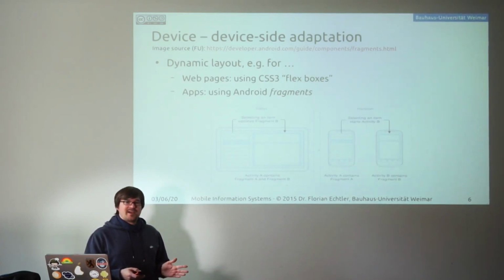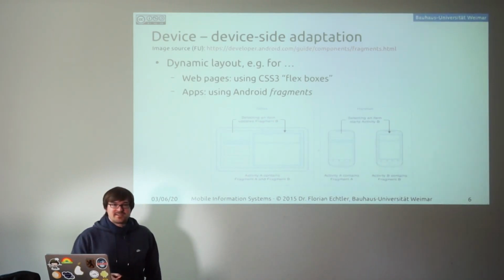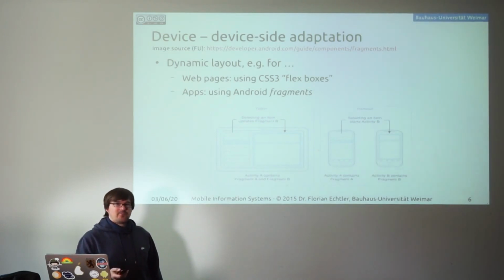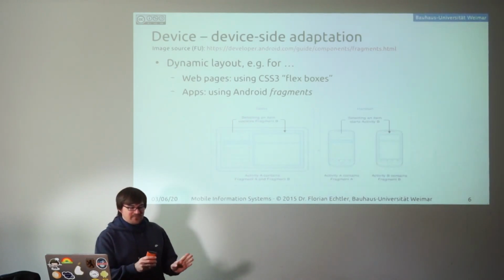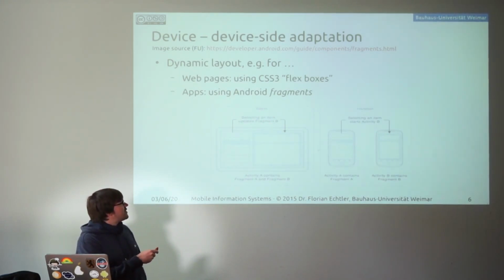For websites, this is by now usually handled using these so-called flex boxes that are part of CSS3. And if you have a dedicated app, an Android app, for example, then this is handled using so-called fragments. So here's a very nice example of what the fundamental idea here is. So if you have limited screen space, then you only see one fragment at a time, and the next fragment, so to say, in a sequence replaces the previous one. If you have more space above a certain limit, basically, then the fragments will actually be arranged side by side.